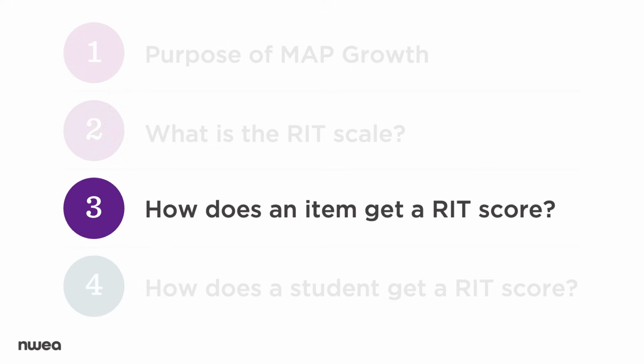So far, we've established that MAP growth exists to precisely measure student achievement and growth. And we've explored the key properties of the RIT scale that make this possible. It's equal interval, vertical, and stable over time. Now I want to shift from the what to the how. How does this actually work in practice? How do test items get their RIT scores in the first place? This is where we move from theory into the real process that NWEA uses to build and maintain the item bank that powers MAP growth.